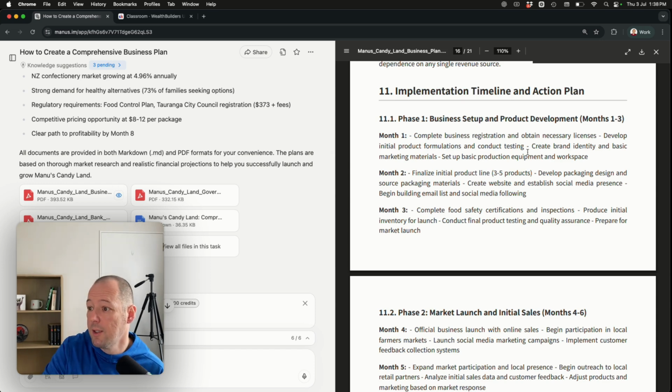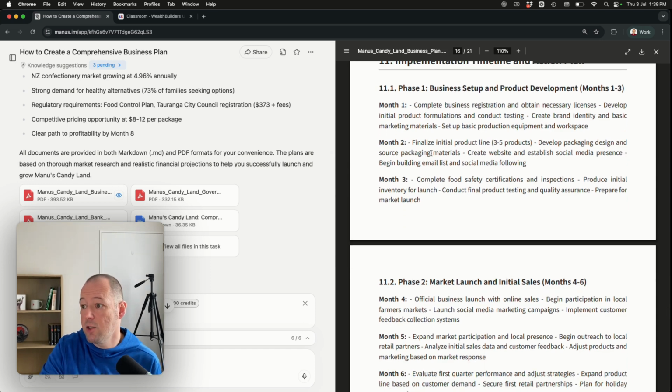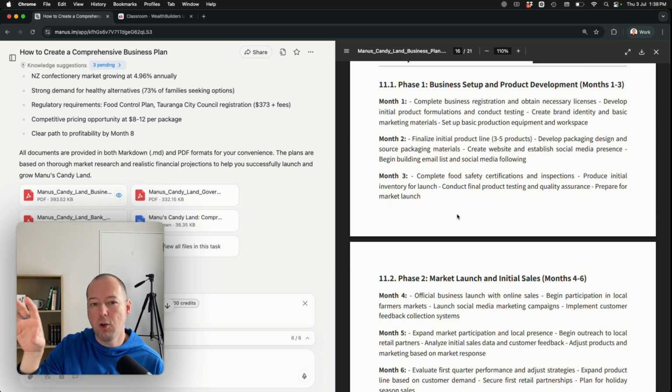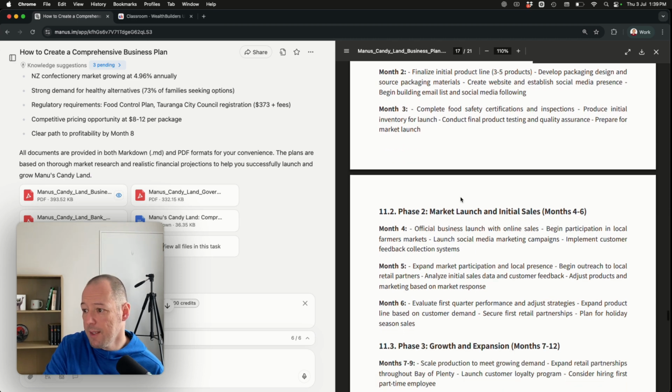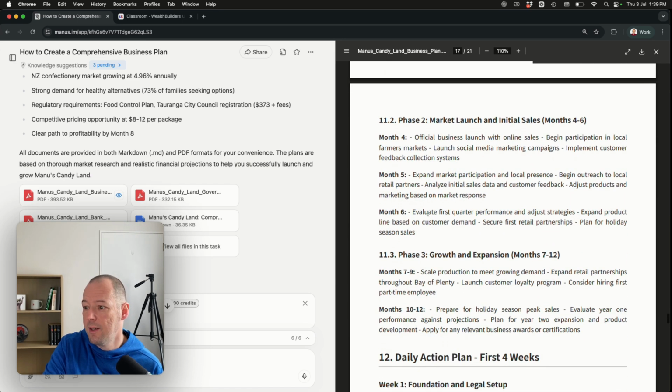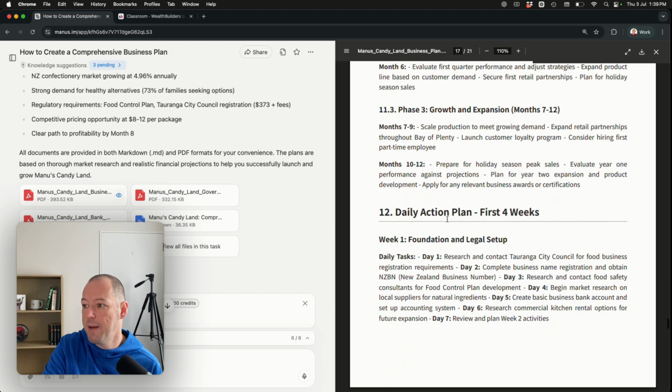This is so important. Then month 2, finalize initial product line. Month 3, complete food safety certification. So you see, it's very conservative. You can do this, like if you speed up the process, you can do this in 4 weeks, but it gives us 3 months. So that's why it's important to adjust along the way. Spin it back to AI, say, well, actually the first month I've done in the first week. Can we please adjust the whole plan to the speed I'm bringing to the table? Then market launch and initial sales, growth and expansion.